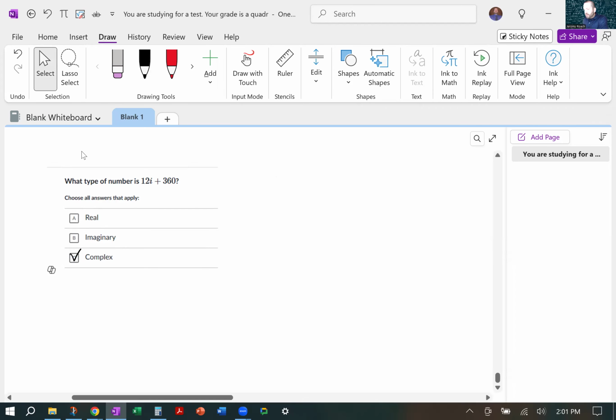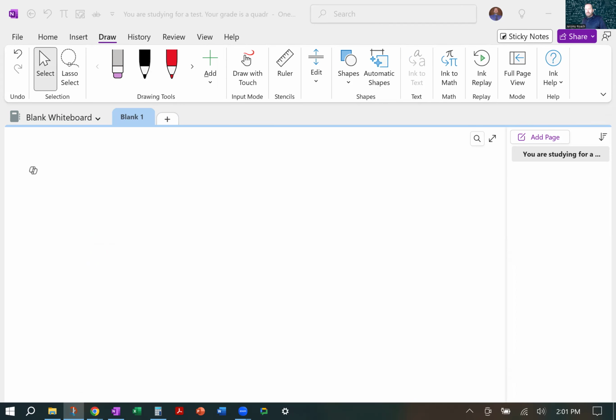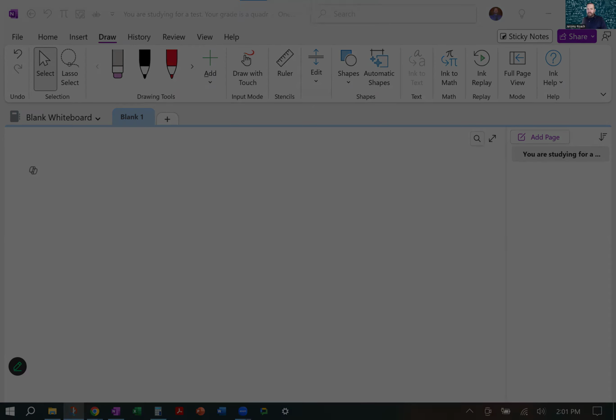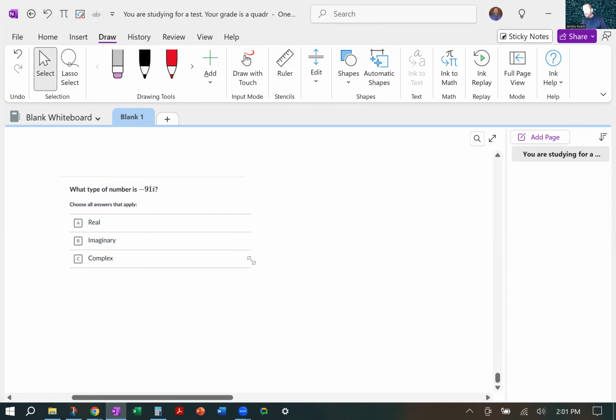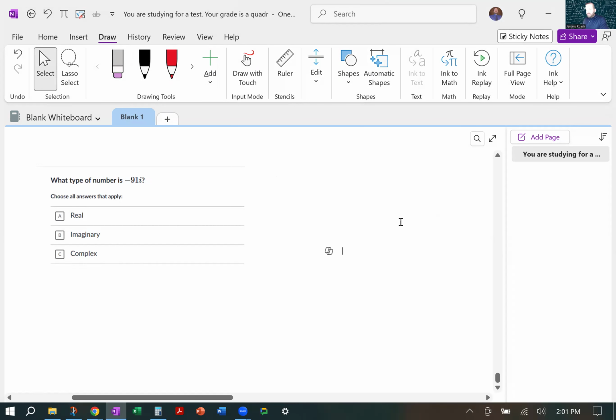We'll do one more here. This next one says, what type of number is negative 91i? Give me just a second to paste that here. Negative 91i. Is it real, imaginary, or complex?